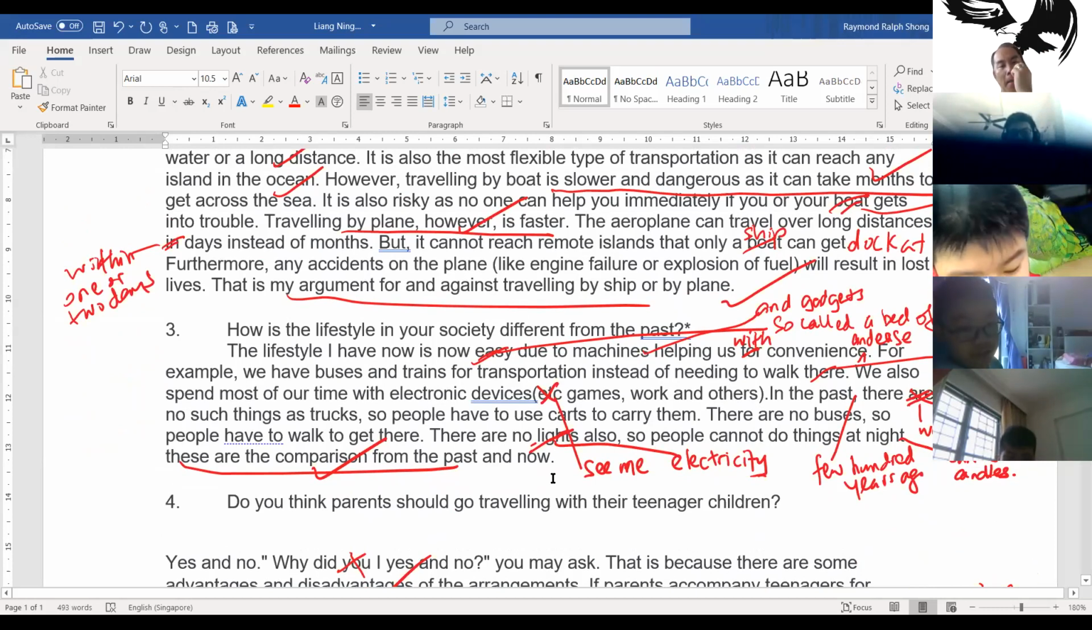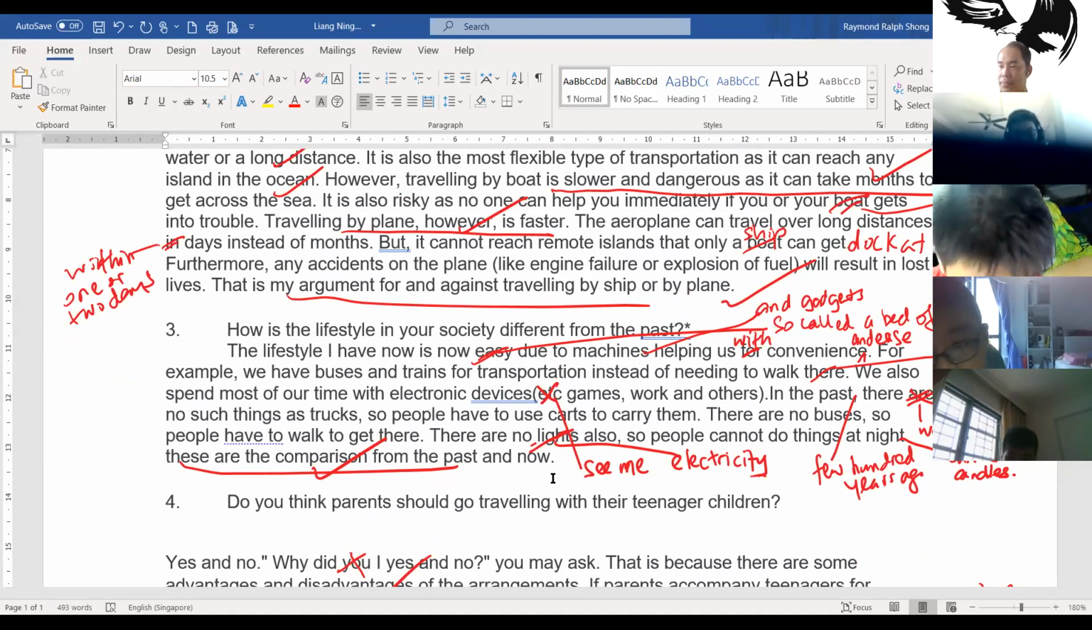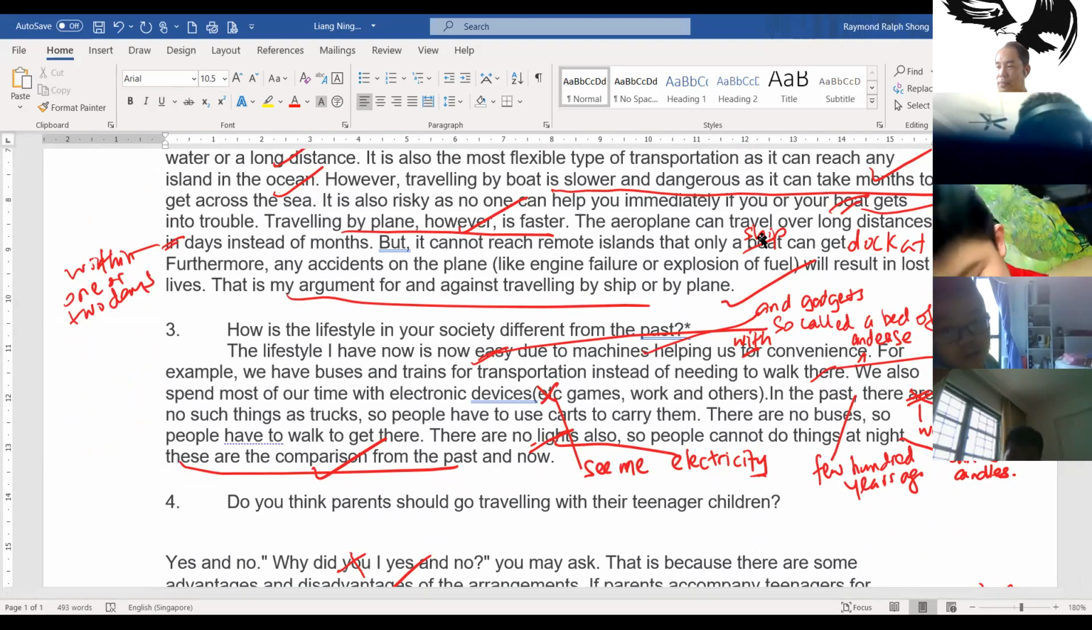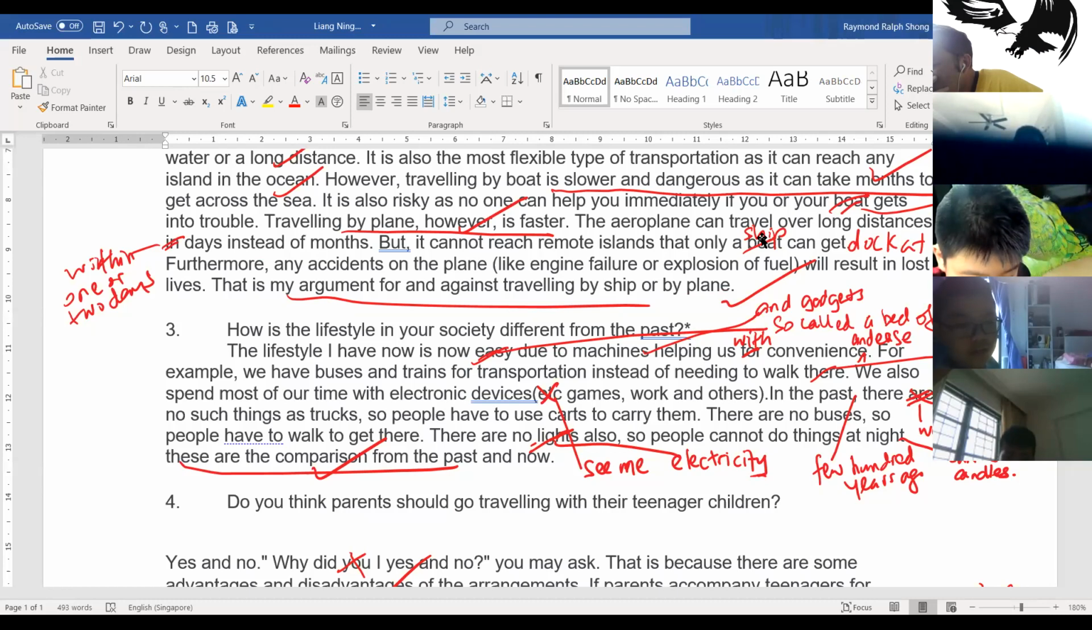The lifestyle I have now is easy due to machines helping us with convenience. And what's the word? Oh, convenient and ease. For example, we have buses and trains for transportation instead of needing to walk over a certain distance. We also spend most of our time with electronic devices. For example, games, work, and others. In the past, there are no such thing as trucks, so people have to use carts to carry things. There are no buses, so people have to walk to get there. There are no lights also, so people cannot do things at night. These are the comparisons from past and now.